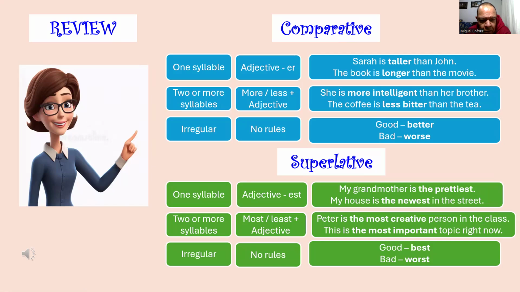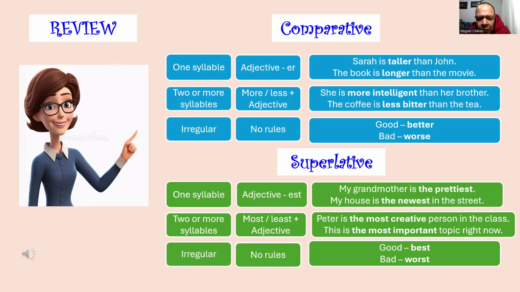Let's start with a review. A comparative is a grammatical structure used to compare two things, people, places, or actions to show that one has more or less of a quality or characteristic than the other. The structure typically uses the words more or less and compares adjectives or adverbs. For most adjectives with one syllable, the comparative form is created by adding "er" to the end of the adjective. For example, Sarah is taller than John. The book is longer than the movie.